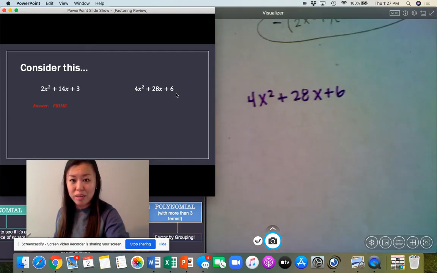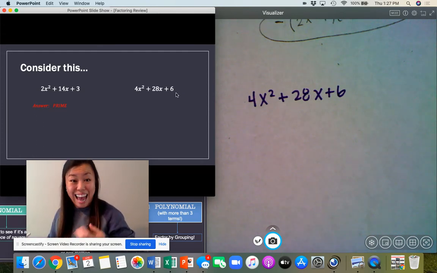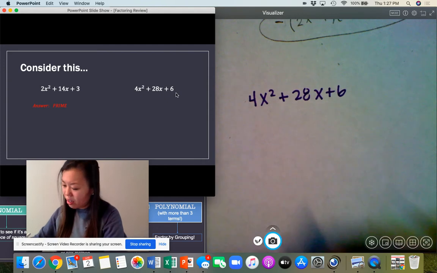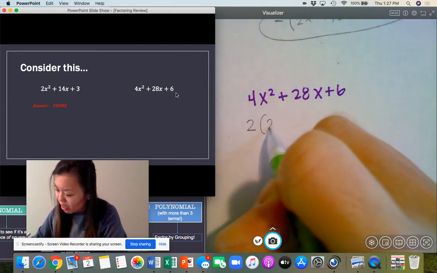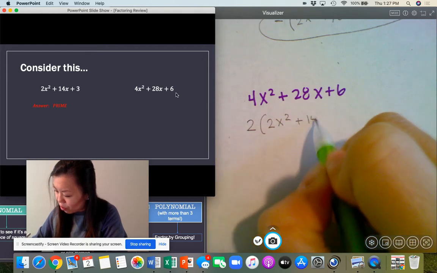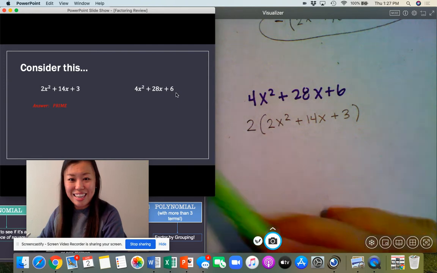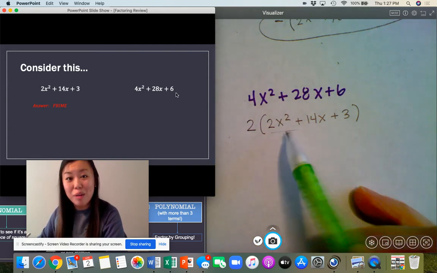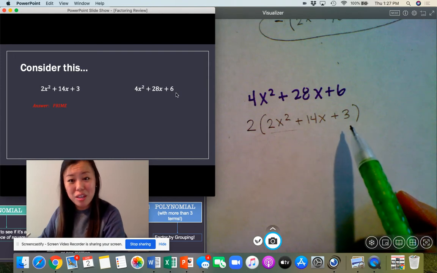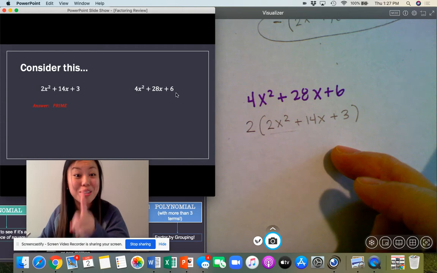4x squared plus 28x plus 6. Well, automatically we can pull out a GCF here, right? This has a common factor of 2. So 2 times the quantity 2x squared plus 14x plus 3. See anything similar to our first example? That's correct. We've got an expression here that we know we can't factor any further. So do you think we call this prime? No, we don't.